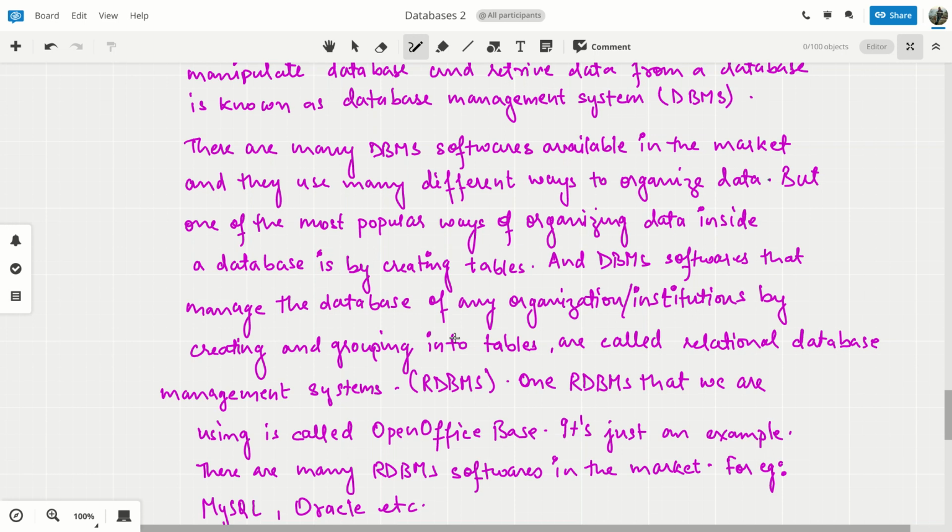your data by creating tables, and all those tables taken together related to one particular institution is known as a database. So RDBMS is a software that helps you manage your database by organizing your data in the form of separate tables which are collectively taken together and known as one single database and given a name.